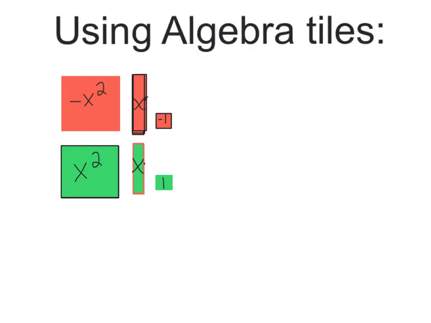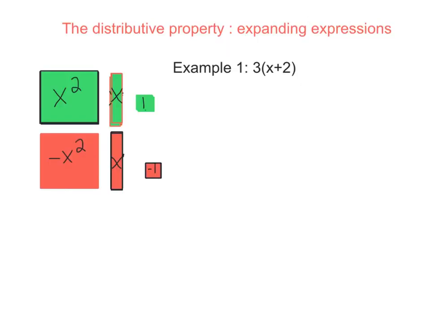So just to refresh your memory, you see the picture of the algebra tiles. We have the red tiles, which mean they're negative, and we have the green tiles, which mean they're positive. There are two ways you can use the distributive property, and the first way we're going to talk about today is how to expand expressions. And I'm going to explain to you what that means. So, look at the example. 3 times the quantity of x plus 2.